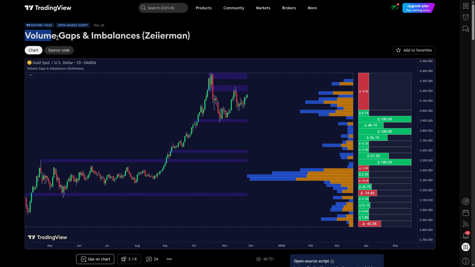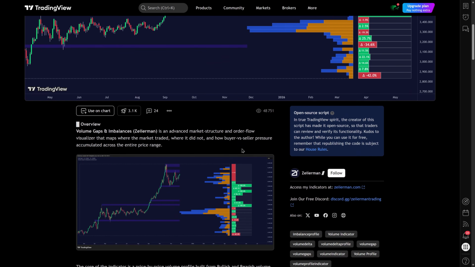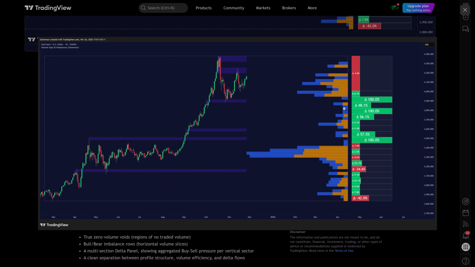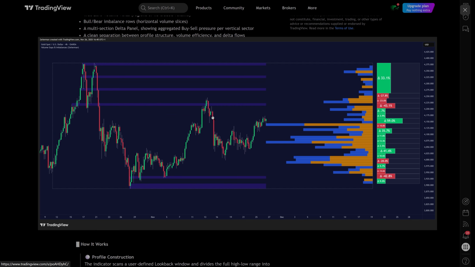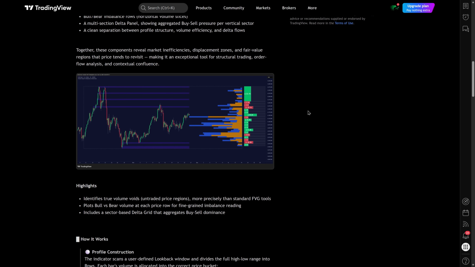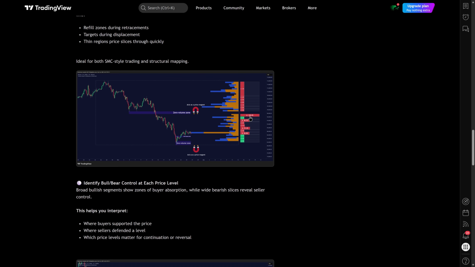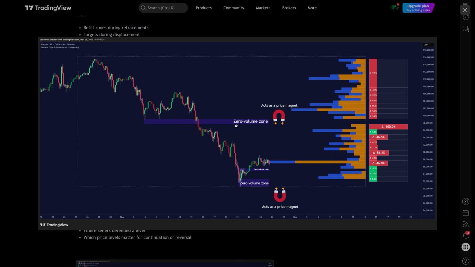In this video, we're breaking down the Volume Gaps and Imbalances indicator on TradingView. This tool helps us clearly see where volume is missing, where buyers and sellers are strongest, and how price reacts around inefficient price zones. It highlights true volume gaps, shows bullish and bearish volume imbalances at each price level, and uses a delta panel to reveal where buying or selling pressure is dominating across the structure.